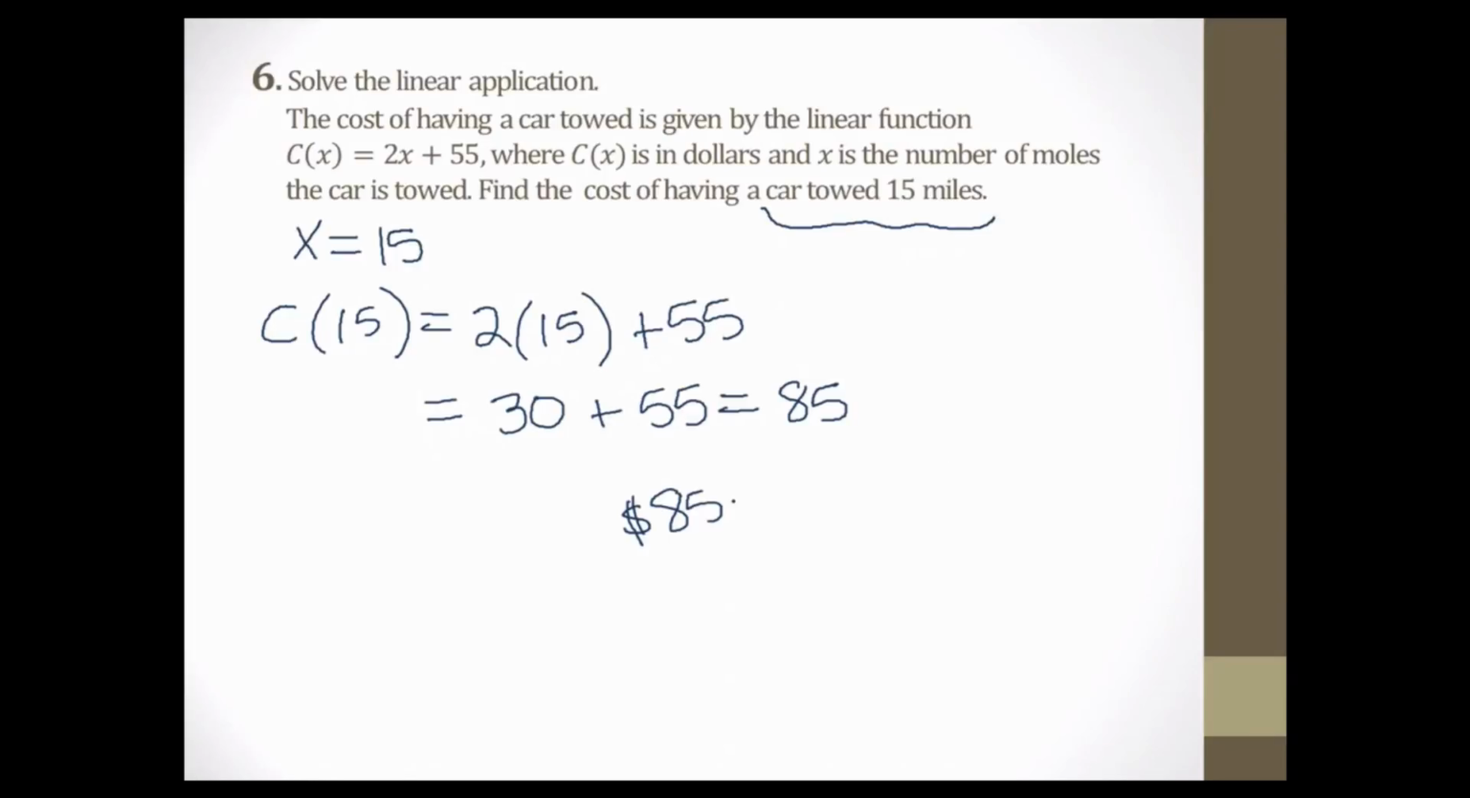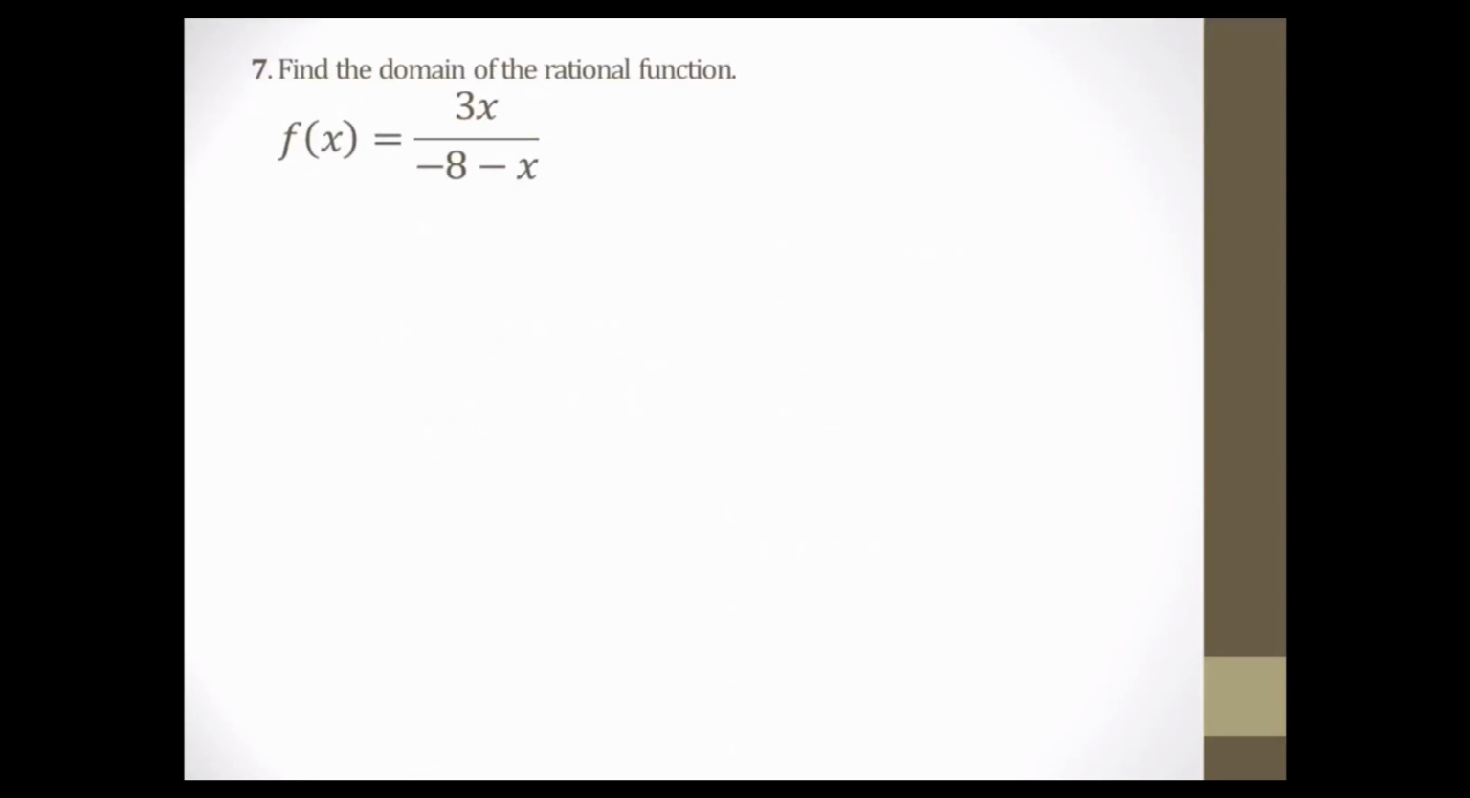Okay, moving on. Number 7, find the domain of the rational function. So we have f of x equals 3x over -8 minus x. So we're finding the domain. There are two main scenarios we want to pay attention to. We want to pay attention to whether we would ever have a variable in the denominator, and then we want to check whenever we have a square root.